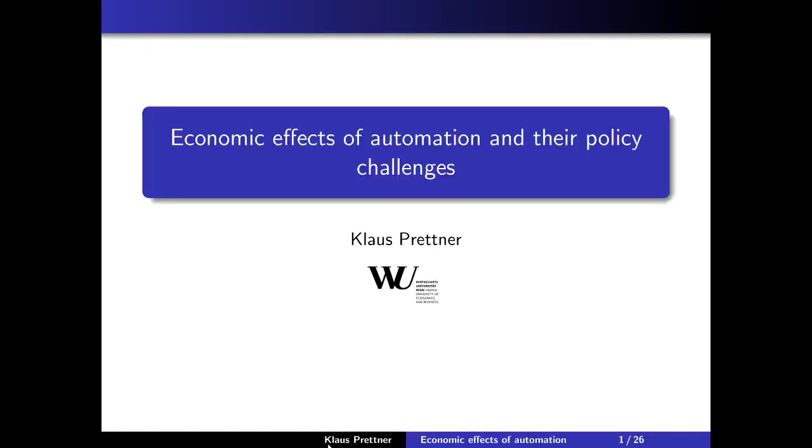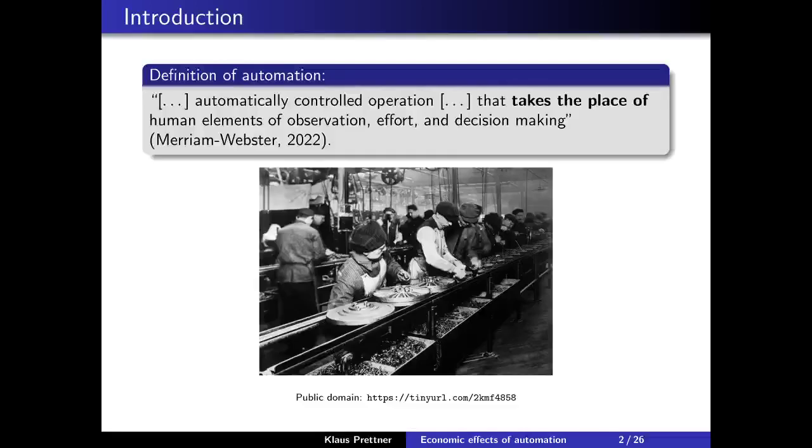This video deals with the economic effects of automation and their policy challenges, and it is based on standard macroeconomic frameworks that are augmented by a new production factor that resembles the properties of automation technologies. Before we delve into this topic, it's important to recall the definition of automation, which is an automatically controlled operation that takes the place of human elements of observation, effort, and decision-making according to standard dictionaries.